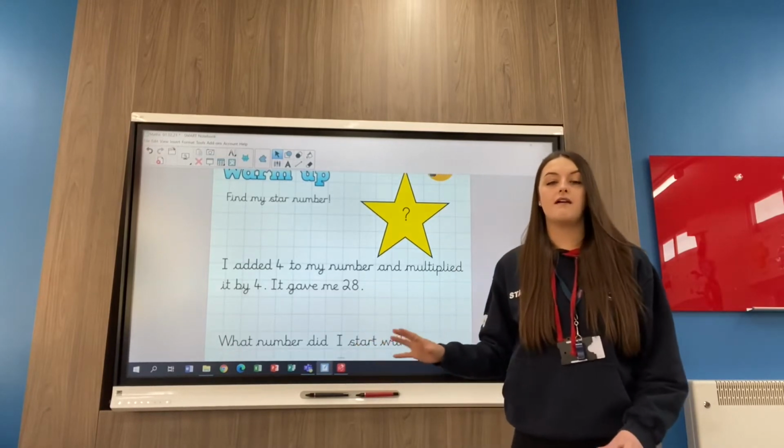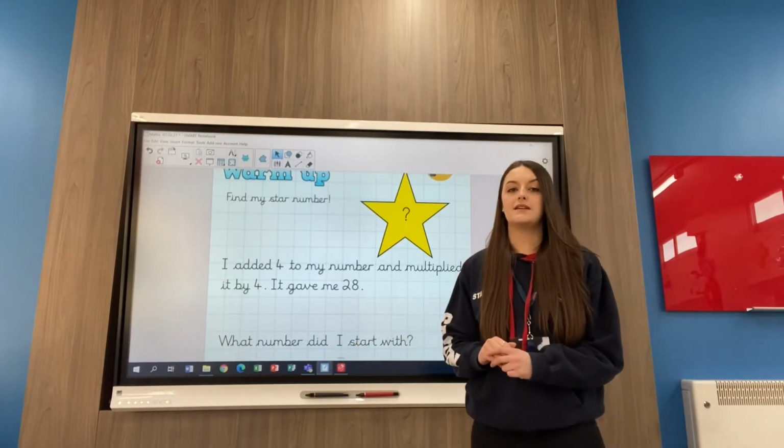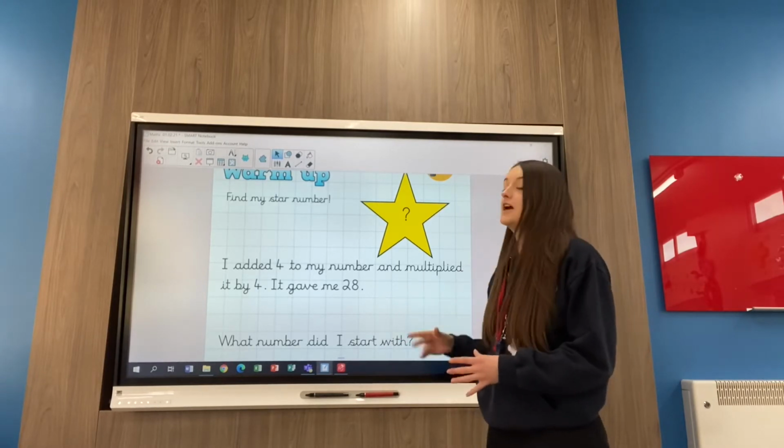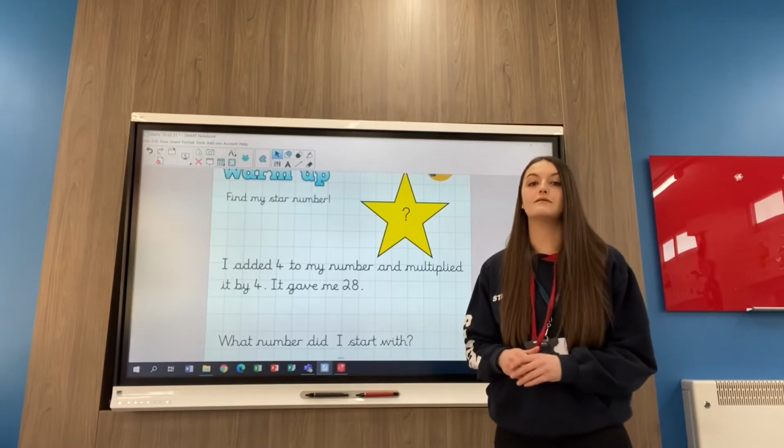Now, we were amazing at finding star numbers last week. I know Blake and Amelia, your work in my warm-up challenges has been amazing, so well done.